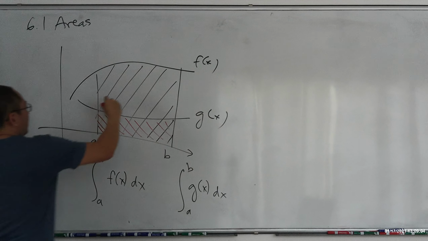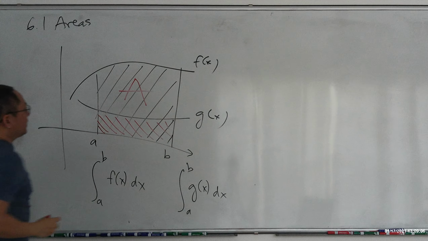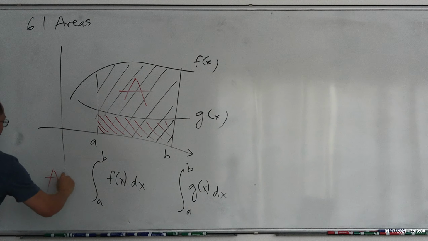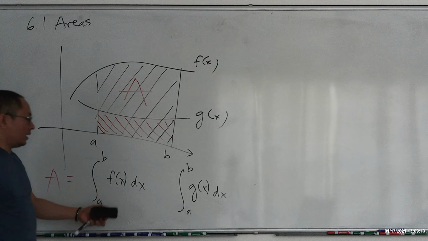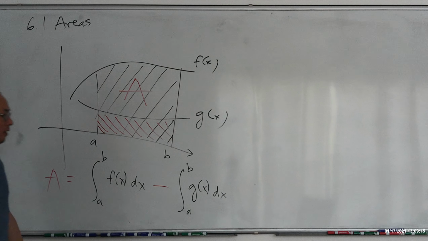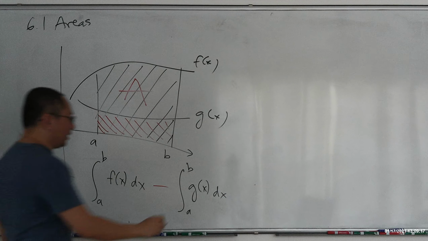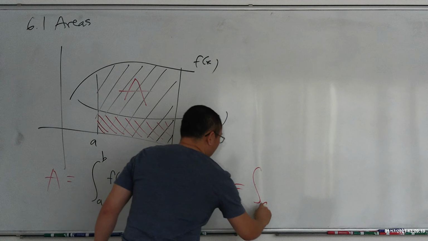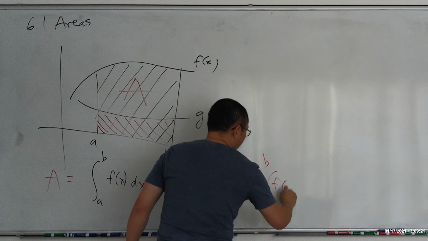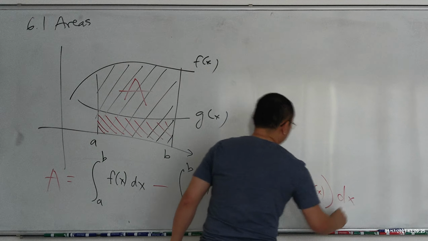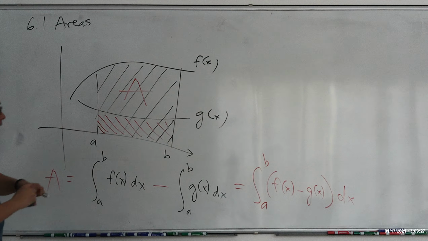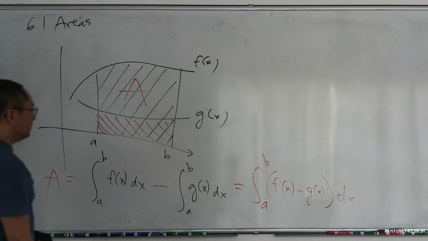So if you want to calculate this difference, this area right here, all you have to do is take the integral from a to b of f of x, subtract the integral from a to b of g of x. Okay, so in short, you can do it this way: integral from a to b of f of x minus g of x dx. Then you have the area in between.